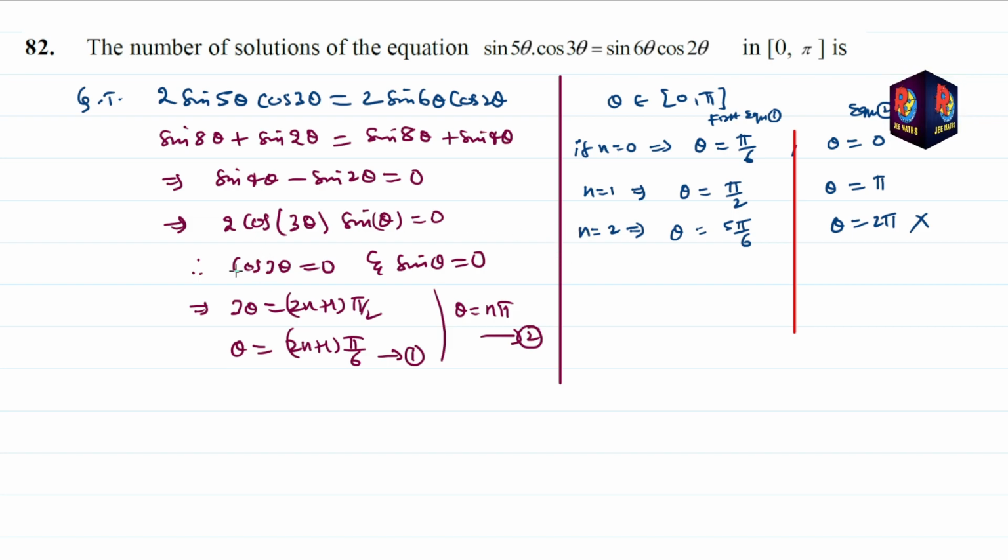So the total number of solutions here: we can observe 1, 2, 3, 4 and 5. Therefore, the number of solutions equals 5 only.